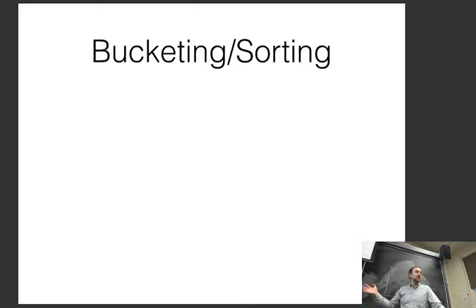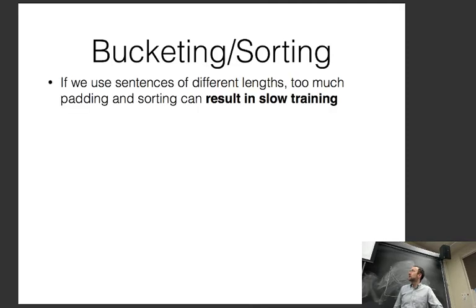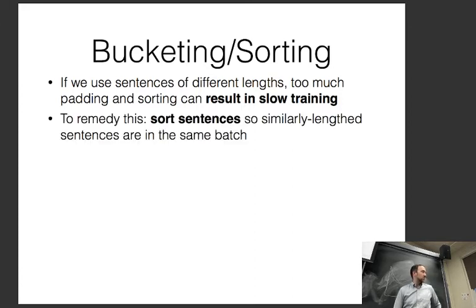So one way to get around this is bucketing or sorting your sentences. If we use sentences with different lengths, too much padding can result in the training being slowed down. So to remedy this, it's very common to sort sentences so similar length sentences are in the same mini batch. And I think the coding examples that we have show this. What this means is basically we have sentences of length 15, 14, 14, 13, 12, 12, 12. And we sort to make sure they're in this order, and then we divide into mini batches of size 3 and then process these all at the same time. Maybe it's size 3 or size 32 or something like that. So this is pretty common.